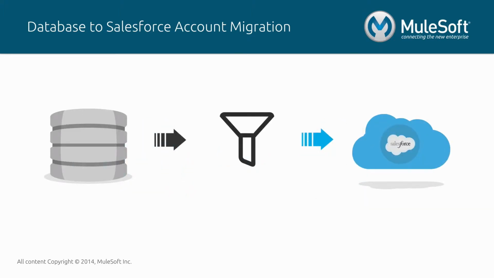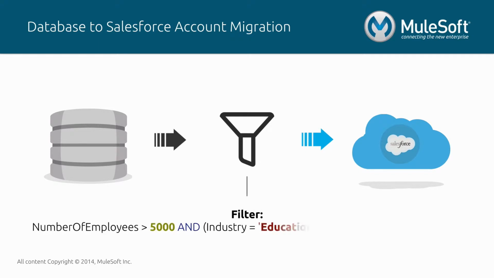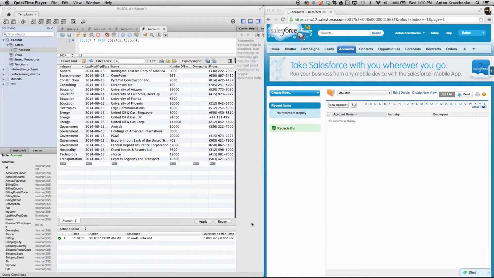In this video, I'll show you an example of an organization that needs to migrate some of its accounts from a database to a Salesforce instance. We will also specify a filtering criteria. In this case, an account will be filtered depending on the number of employees and the industry. Right now, let's go ahead and see how it works inside of two different systems.